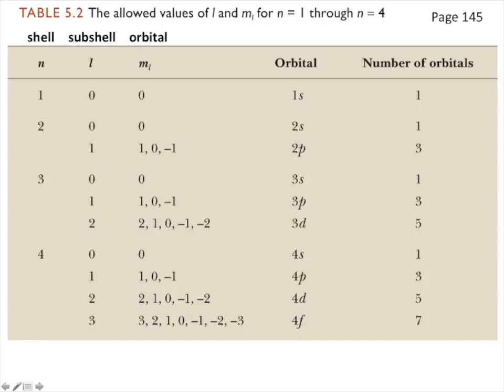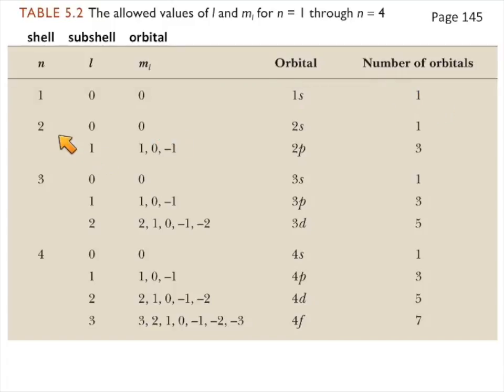Okay, so to summarize up till now, what are the possible values of these various quantum numbers? If your n equals 1, then L can go from 0 to n minus 1, so that's 0. M sub L can go from -L to +L, still 0. We call this orbital the 1s, and there's only one of them.